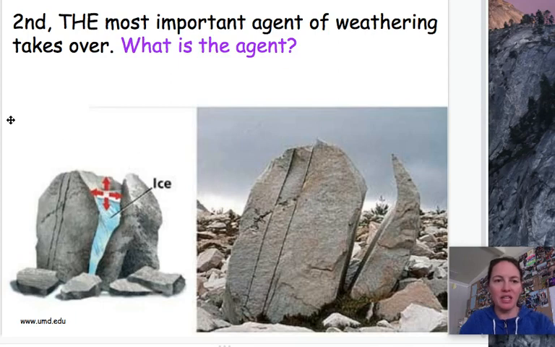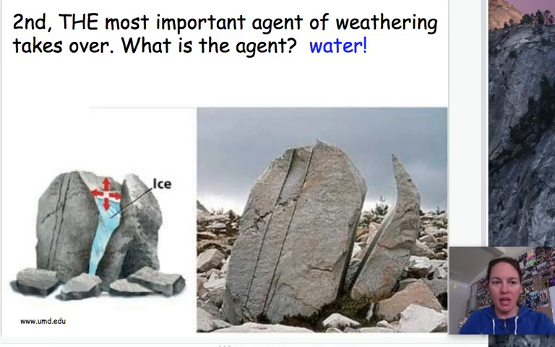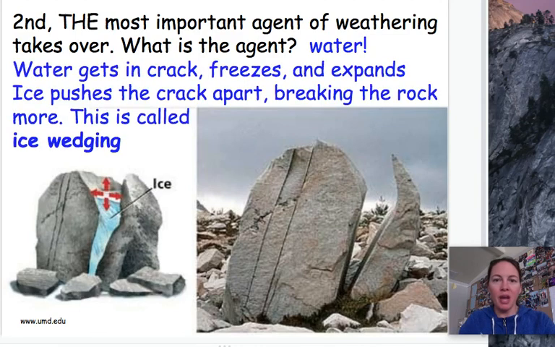Pause the video if you need to think about it. And the answer is water. The main agent that causes weathering, breaking up of rock, is water. Now what happens here is water gets in this crack, so you can see the water poured in, and then it freezes and becomes ice. And ice takes up more room than just water. So ice expands and it breaks the rock apart. And then this process, as it presses the rock apart, is called ice wedging.